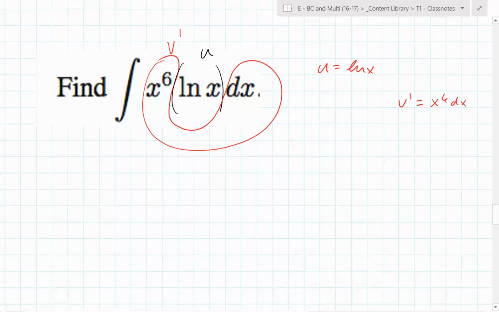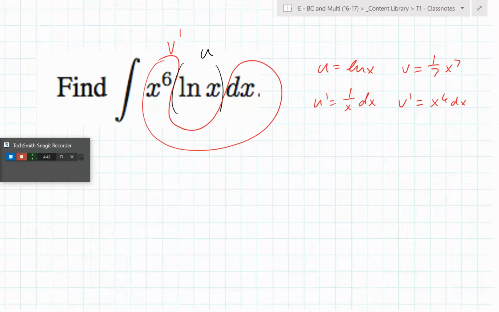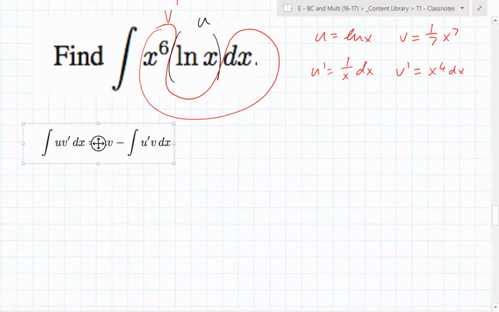Remember, it's chosen because we want something that's easy to integrate. So therefore, v is equal to 1/7 x to the 7th, and u prime is equal to 1 over x dx. This is an indefinite integral, so we're not plugging in any endpoints or limits of integration. So what do we have? What do you remember the definition to be? Maybe you've got it, but in case you don't, there it is again.